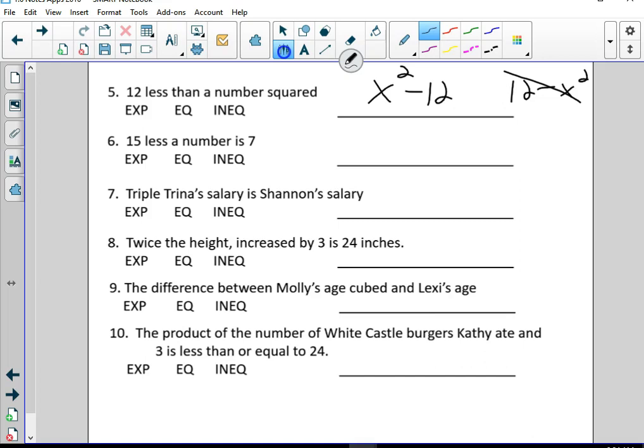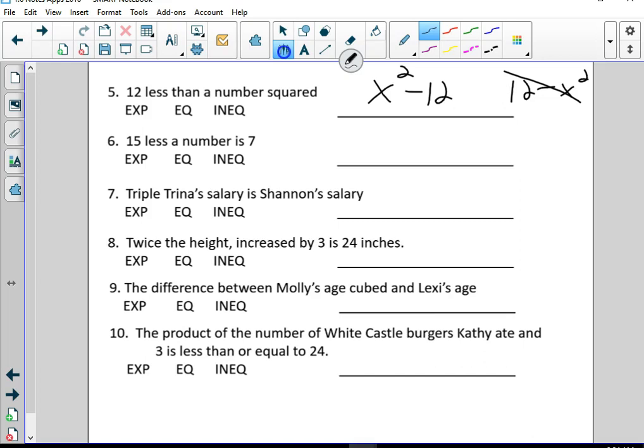Right. It's not an inequality because it doesn't say is less than. Okay, and it's a fine point. If it was an inequality, it would say 12 is less than a number squared. Does that make sense? It's a really sticky point, but there's a slight difference. Is less than is an inequality. If I just say less than, it's a subtraction problem. Okay?